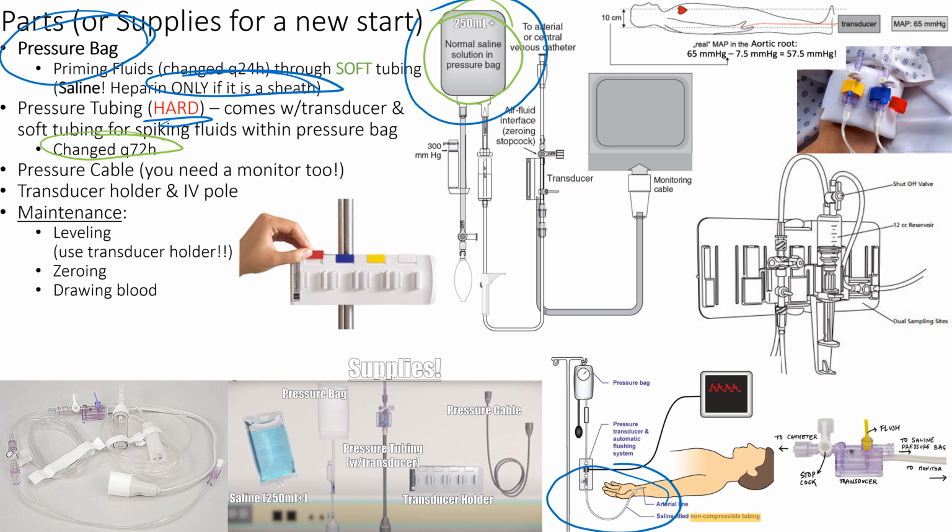And then you need a pressure cable. So we got the pressure tubing, we got our bag, we got our saline, and then we need a pressure cable. Who has the pressure cable? All right, so here's our pressure cable as well. All right, and then what else?